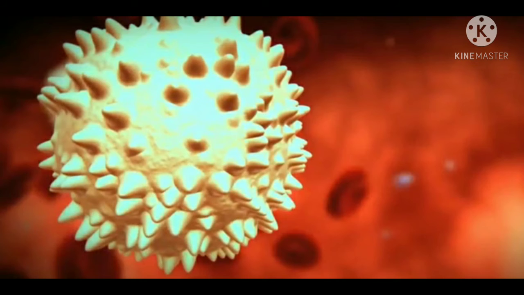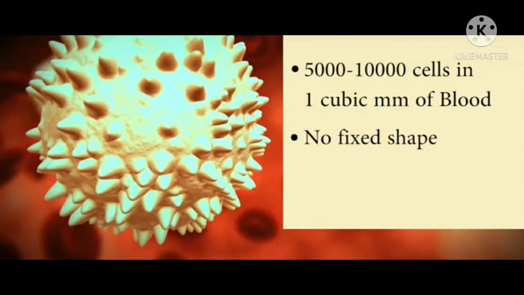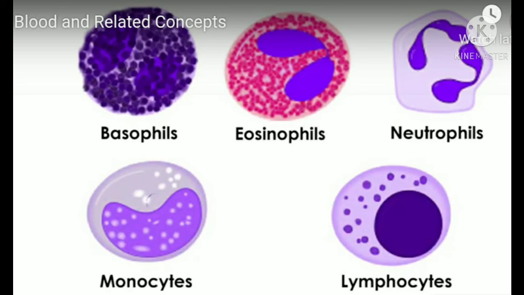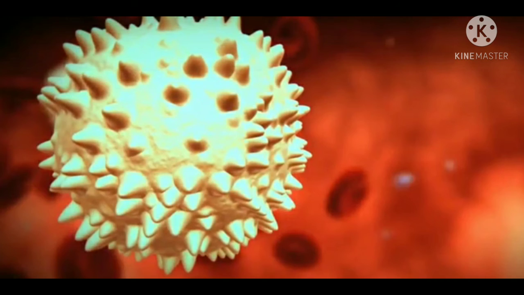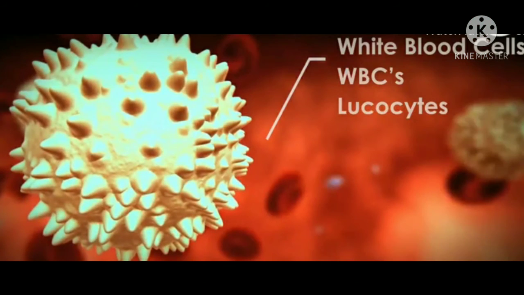White blood cells called leukocytes. In comparison with RBCs, WBCs are only 5,000 to 10,000 cells in 1 cubic millimeter of blood. These cells are large, do not have fixed shape. They have nucleus. These types are based on shape of nucleus and nature of cytoplasm. Sometimes there is increase in the numbers of WBCs due to pathological reasons. This is called leukemia or blood cancer.